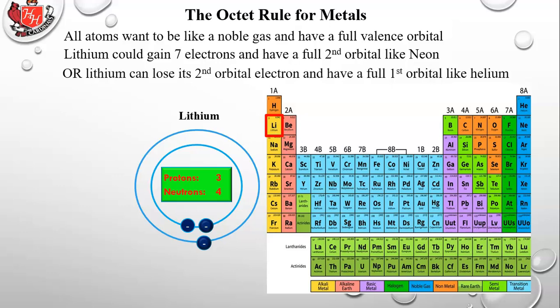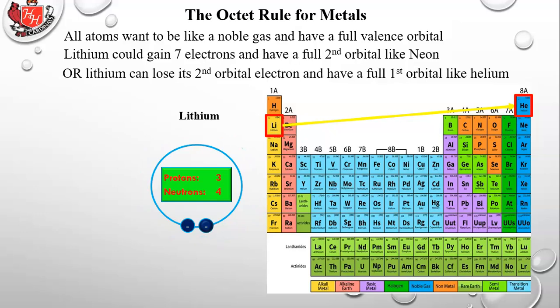Here's what lithium can do. It can lose its second orbital electron, that 1 valence electron, and have a full first orbital like helium. So in other words, instead of going forwards toward neon, it can go backwards to helium by losing 1 electron. Since lithium has a low ionization energy, that means it very easily can have that electron pulled away from it. We learned about that. Over on the left side are low ionization energies, so they easily lose electrons, and lithium easily loses that valence electron, that second orbital electron. And there it goes, so it's gone. It got pulled away by some other atom.